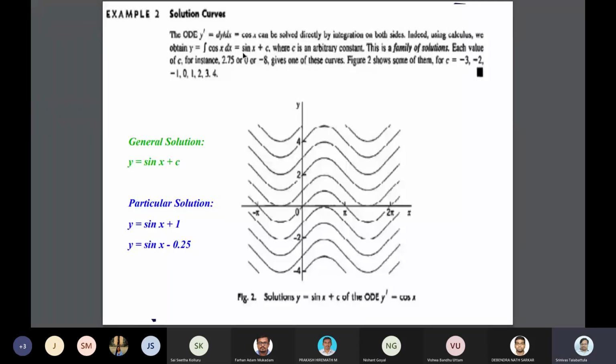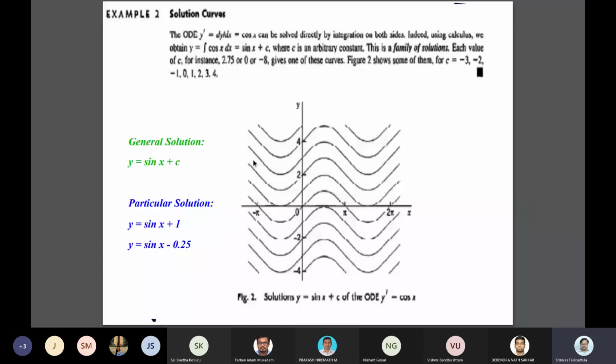Any function sin x plus c, when you differentiate and put it into this, will satisfy. The derivative of a constant is 0, so it will satisfy. But when you look at the final solution, y equal to sin x plus c, this arbitrary constant is there. What constant will you put there is an important question. Any constant, the derivative will be 0. So c can be anything.